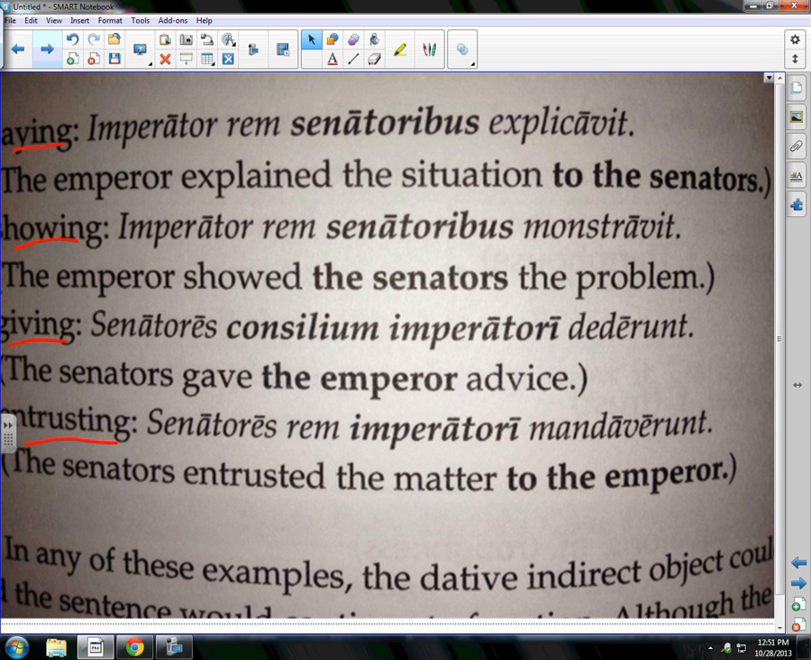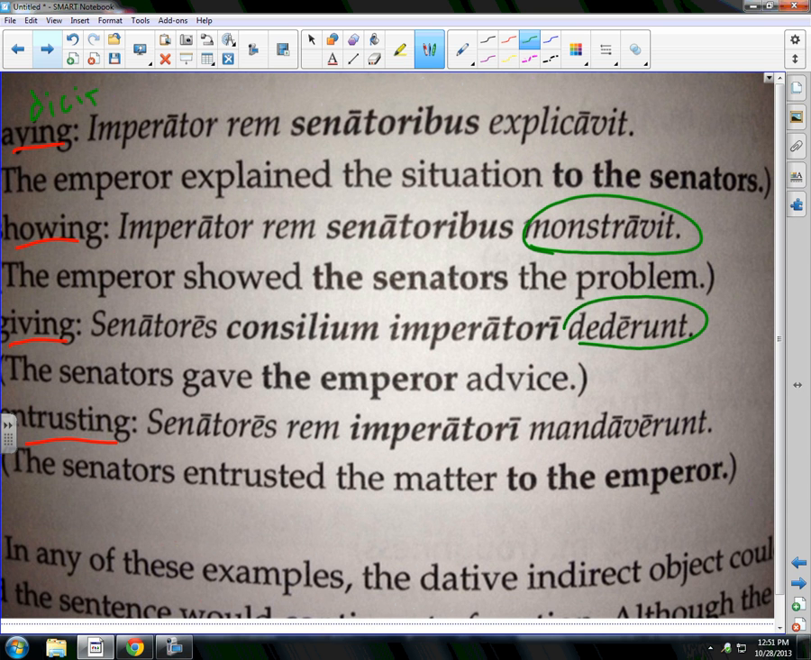Okay, when do I get indirect objects? Well, if I get verbs of saying, like dicit, he says something to someone. If I get verbs of showing, here, actually I don't have to do it, they already have them over here for me. Verbs of showing or demonstrating: I show something to somebody else. Verbs of giving: I give something to someone else. If I have verbs of trusting, I entrust something to someone else. Those are all cases of indirect objects. We're going to have indirect objects, or at least implied indirect objects, with those types of verbs most of the time.